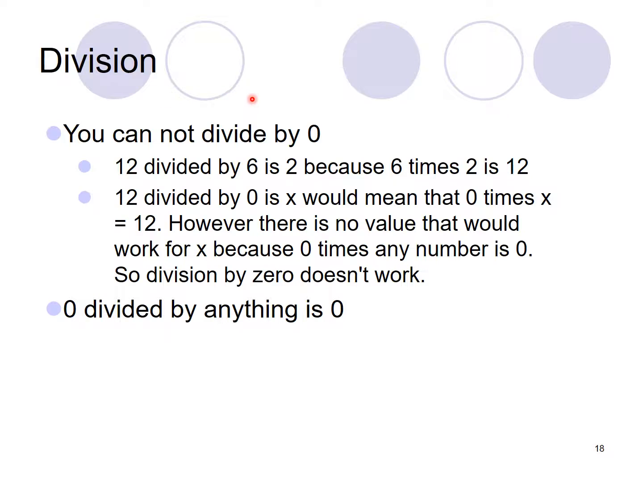Okay, when you're looking at division, the first thing to be aware of is you cannot divide by 0. The reason for this is 12 divided by 6 is 2, because 6 times 2 is 12. So you can work it the other way. However, 12 divided by 0 would mean that 0 times something is 12. So anything multiplied by 0 is 0. So that could never work out. There is nothing that multiplied by 0 gives you 12 as an answer. And so that's why you can never divide by 0. Okay? So 0 divided by anything is 0 is also true.